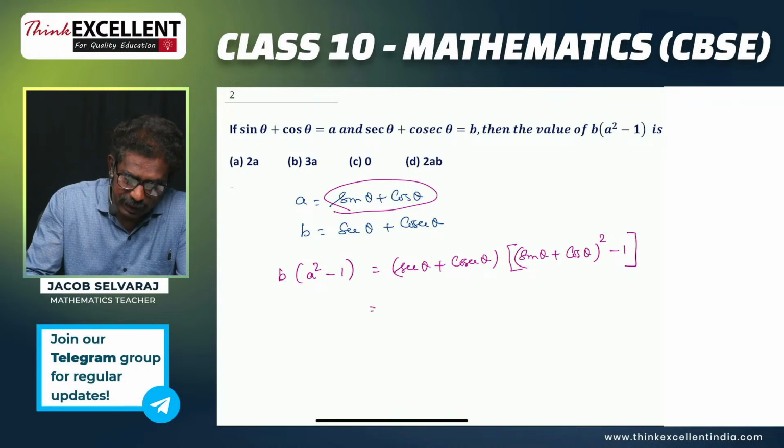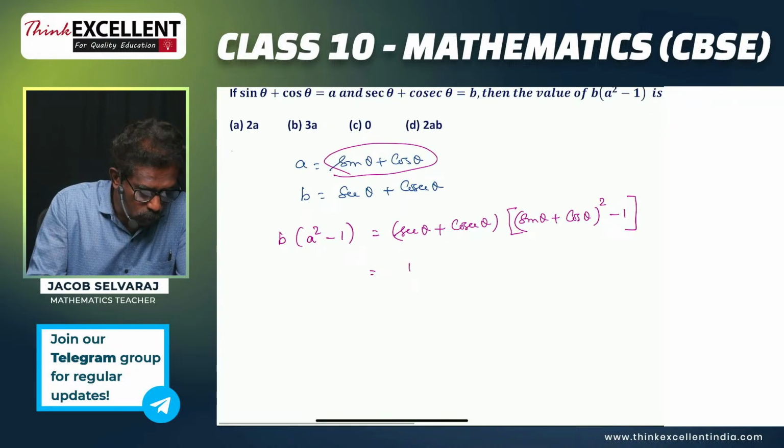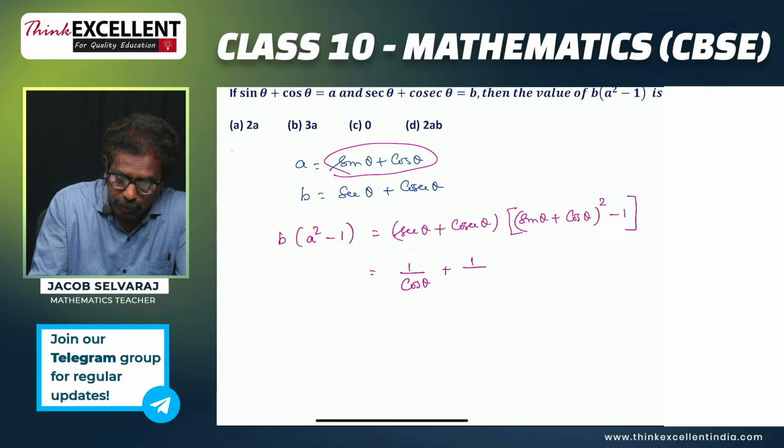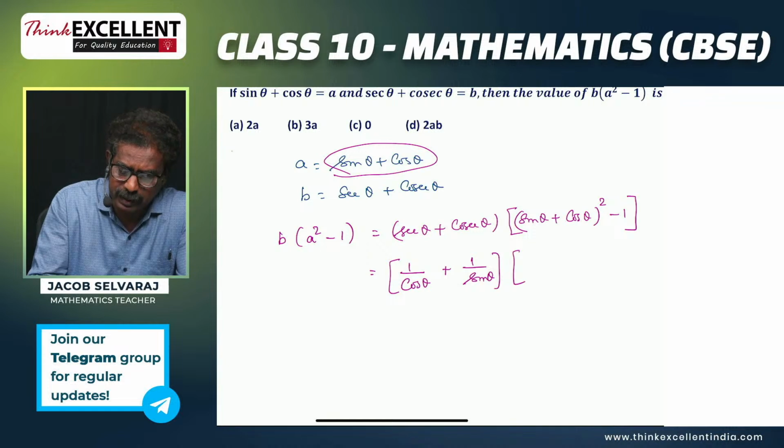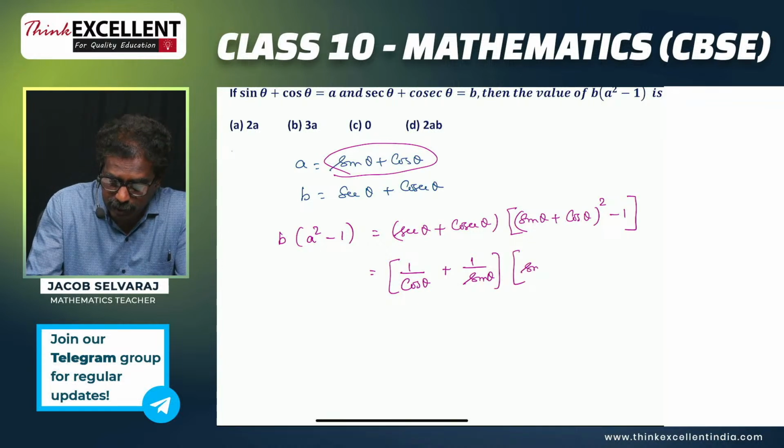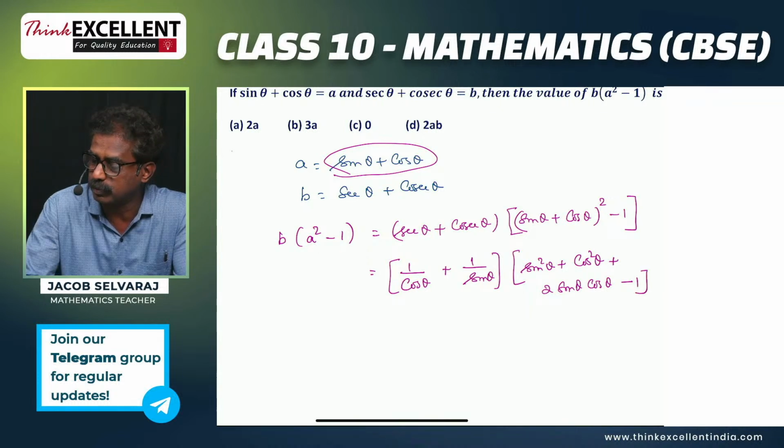That is, secant theta can be written as 1 by cos theta, right? Cosecant theta can be written as 1 by sin theta. And here you expand it, (A plus B) the whole square. So A square sin square theta plus B square cos square theta plus 2AB, 2 sin theta cos theta. Then don't forget to write that minus 1.